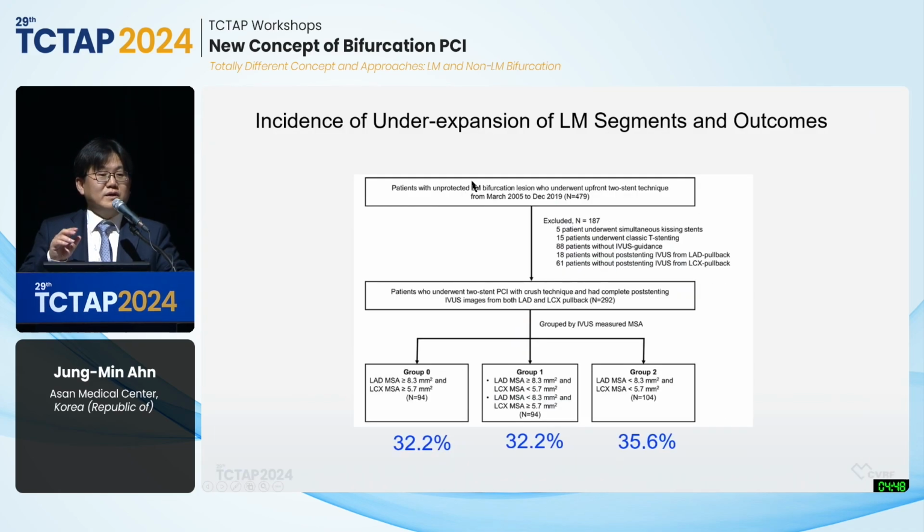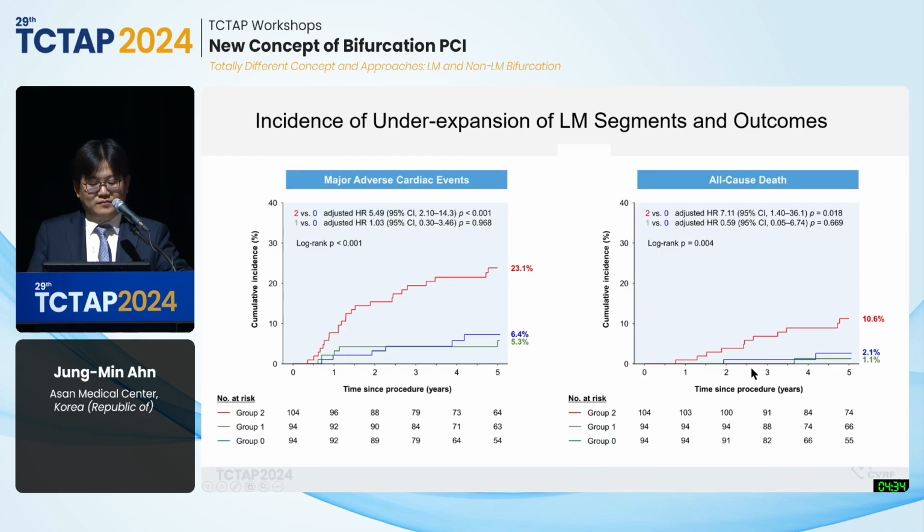So we classified three groups. Group zero is no under-expansion. Group one is one under-expansion in either side of LAD and circumflex. Group two is both sides under-expansion.